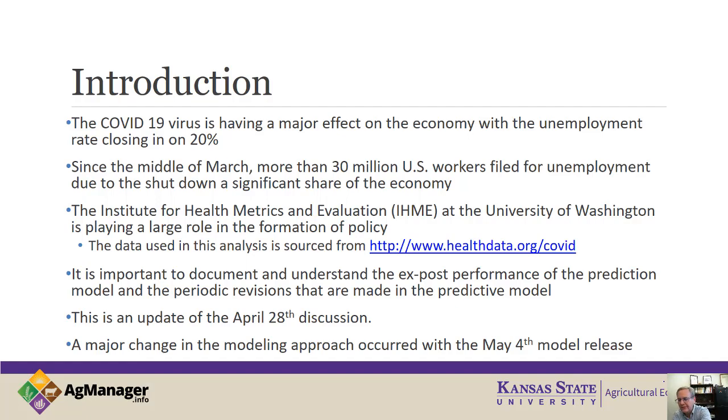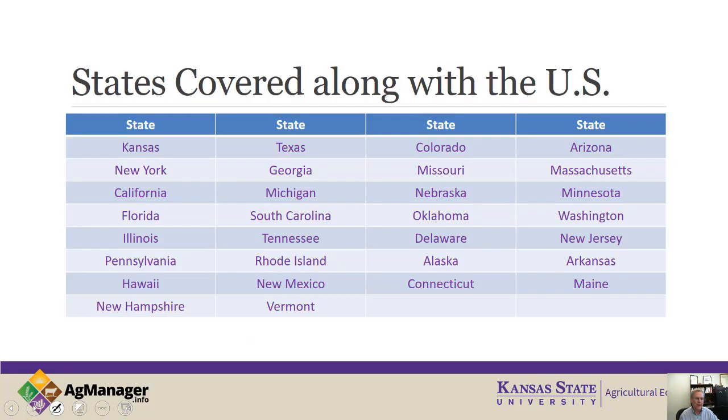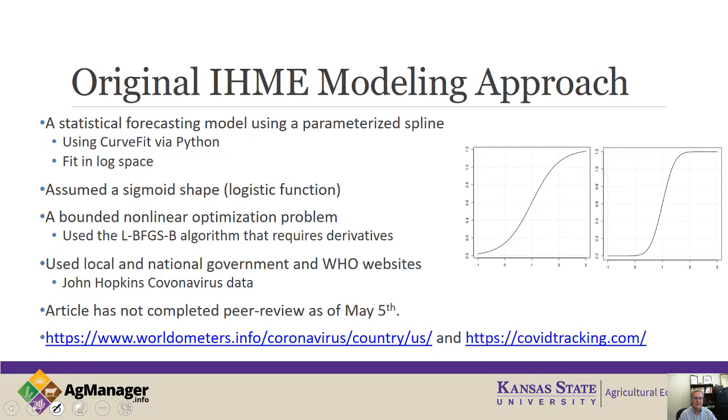One of the things I think that's very important is there was a major revision that occurred with the model release on May 4th, which uses data through May 1. This analysis here will provide information for 30 states. Since last time we've added 16 more states. And so the goal here is to give a pretty broad overview with regards to different regions within the country.